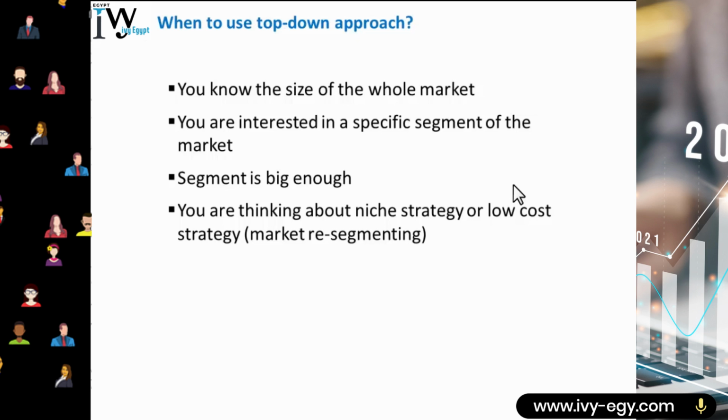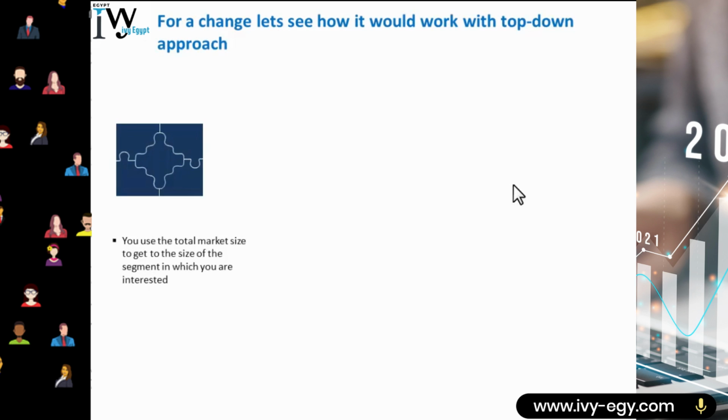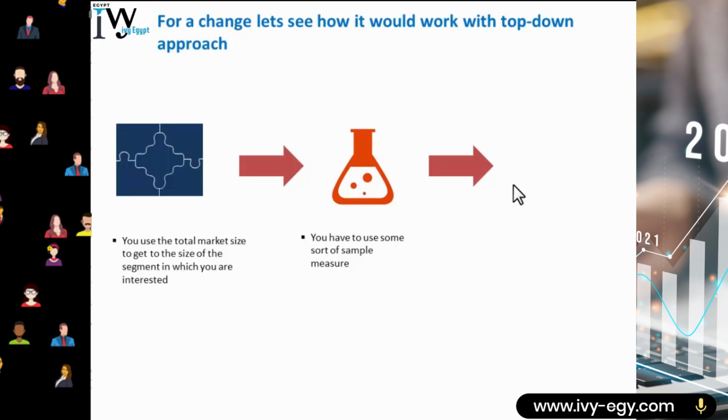The segment you are targeting still has to be big enough for the estimation to work and for the whole exercise to make sense. So if you are talking about a very small segment, this method will give you no results. And let's try to do an example so you will have a better understanding of how it works. So generally speaking, you start with the whole size of the market, then you again have to go for some sort of a sample, which will enable you to make an educated guess on the structure of the whole market. And then on the basis of whatever you got from the sample measurement and the whole market, you get the size of the market you are interested in.